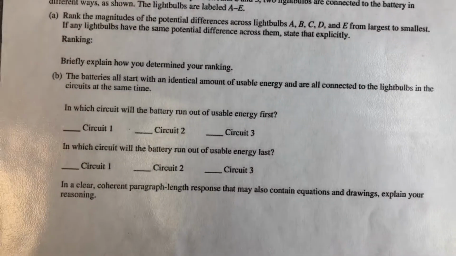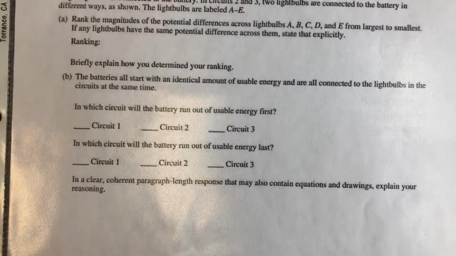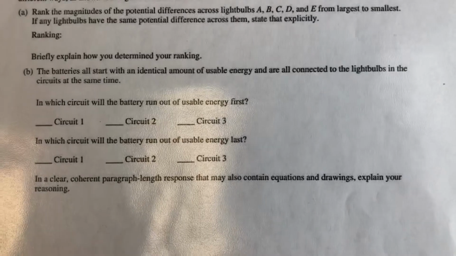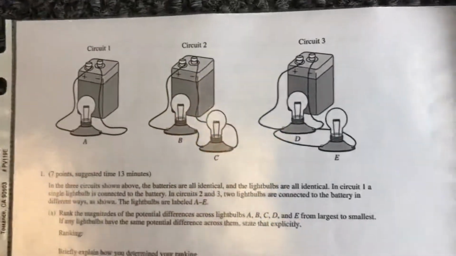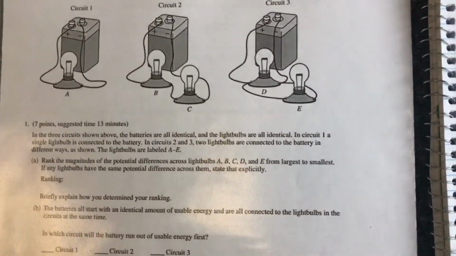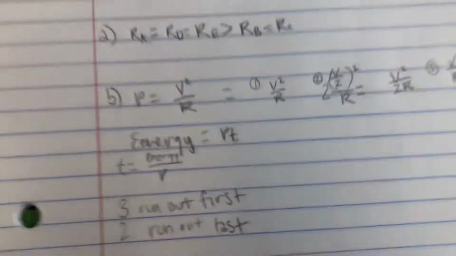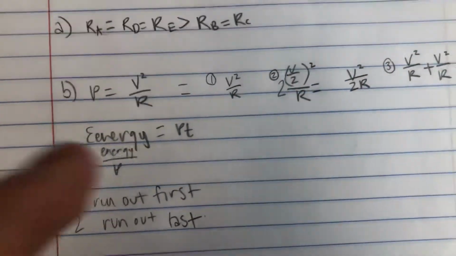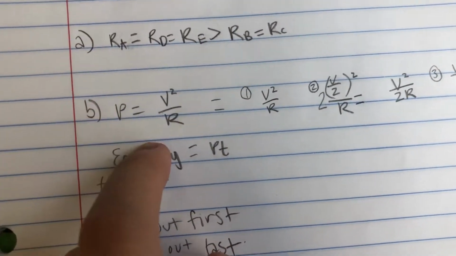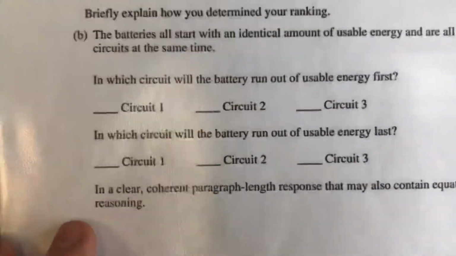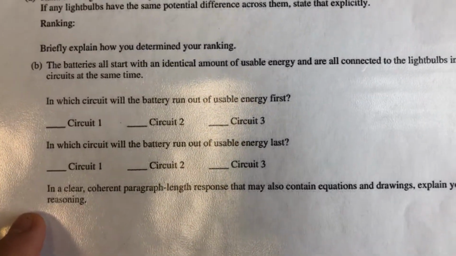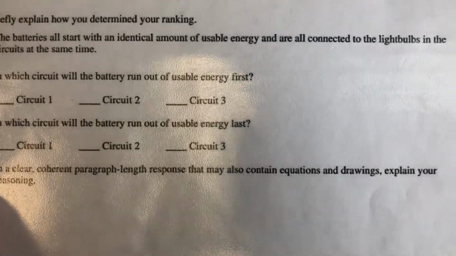And B asks, the batteries all start with the same amount of usable energy, and all are connected to light bulbs in the circuits at the same time. So basically, these batteries all have the same voltage or same energy, and the equation I'm using now will be power equals V squared over R because we know what V and R are. They're just V and R. And it's asking for which circuit the battery will run out of energy first and which circuit the battery will run out of energy last.